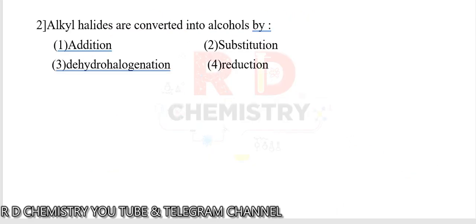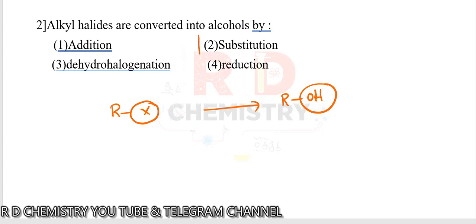Question number 2. Alkyl halides are converted into alcohol, the ROH, by which reaction? Remove X and replace by the OH group. So it is known as the substitution, right? So answer is option number 2. How to carry out substitution? Either can make use of aqueous sodium hydroxide or the aqueous potassium hydroxide, or simply hydrolyze using the water, right?